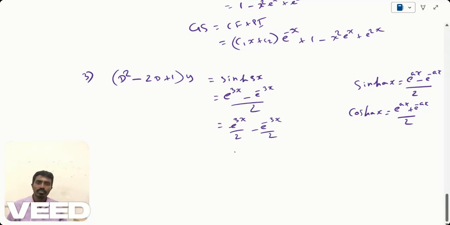That is e power 3x by 2 minus e power minus 3x by 2. So you can consider this as PI1 and PI2. Like the previous problem, if you solve, then you get the required solution.